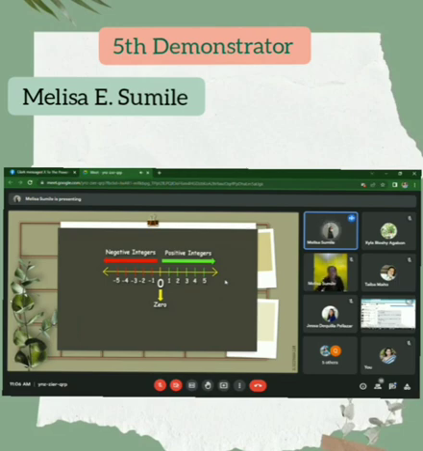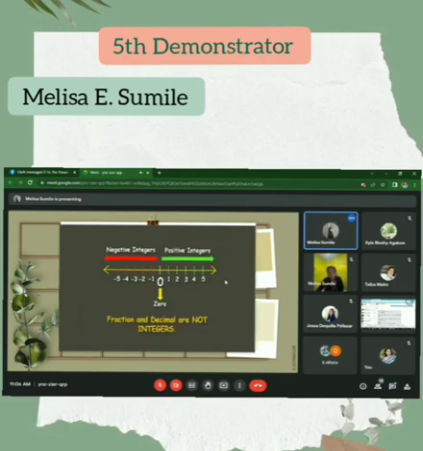So let's take a look at this number line. The 0 is an integer that is neither negative nor positive. Remember that, class. Remember also that integers are whole numbers. Fractions and decimals are not considered as integers. Okay, is that clear?